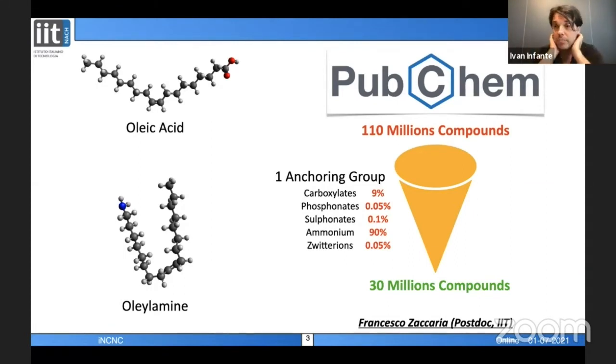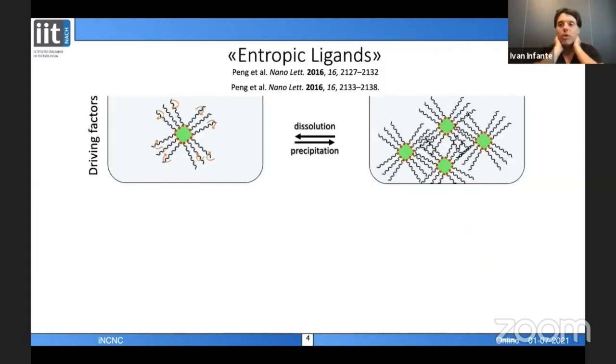And the point of this talk is actually that we have to understand which properties we have to compute. In order to do this, we studied better the chemistry of ligand binding to the surface of colloidal nanocrystals. Here we immediately faced what was proposed by Peng. Peng proposed the idea of entropic ligands. You can imagine that these nanocrystals can be soluble in the organic solvent where you have prepared them.